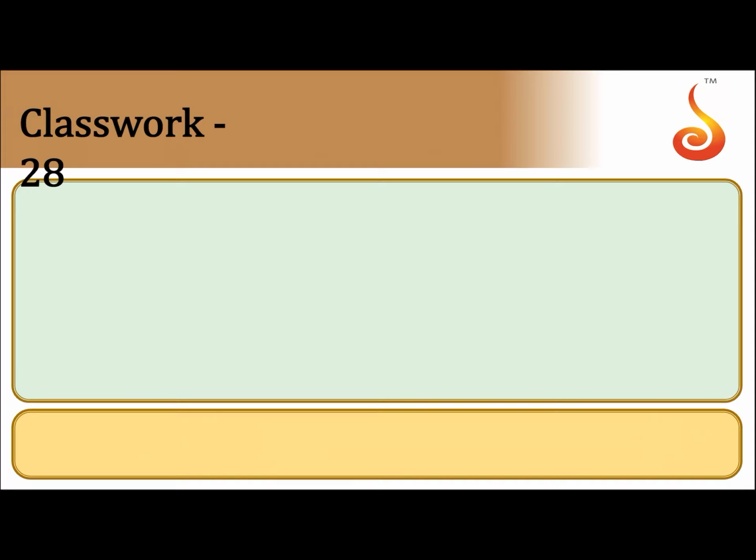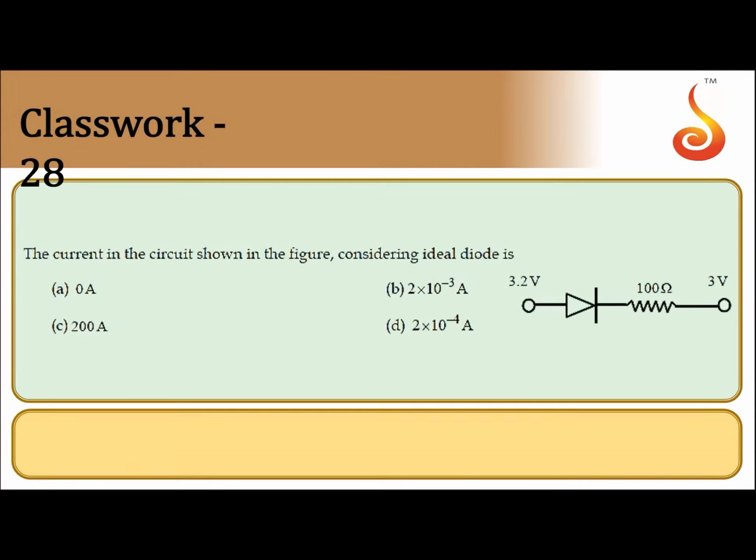Yes, we shall proceed further. The current in the circuit shown in the figure, considering an ideal diode, is. When it is an ideal diode, it acts like a closed switch, so it doesn't offer any resistance. On this side it is 3.2 volt, on this side it is 3 volt. So the potential difference between these 2 points is 0.2 volt, and here it is higher potential, here it is lower potential. So first thing, the diode is forward biased, and now it is conducting.